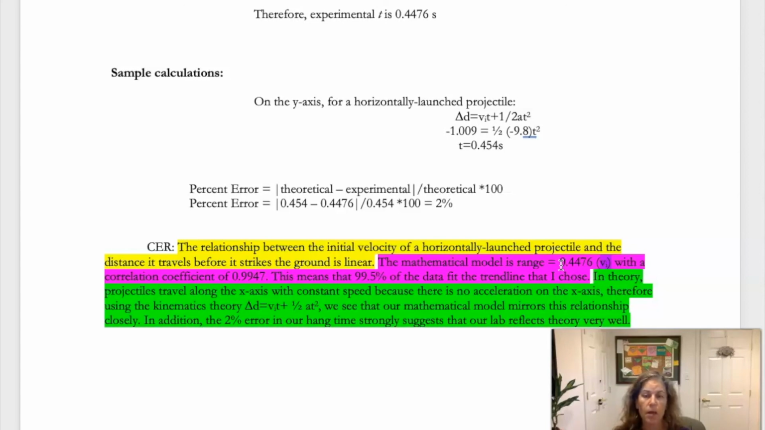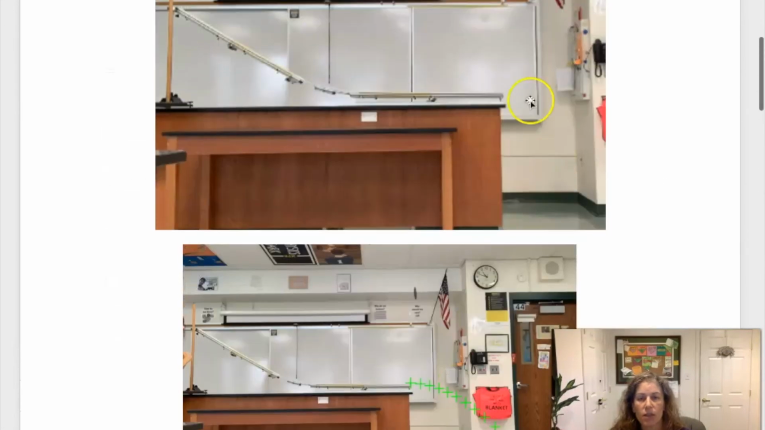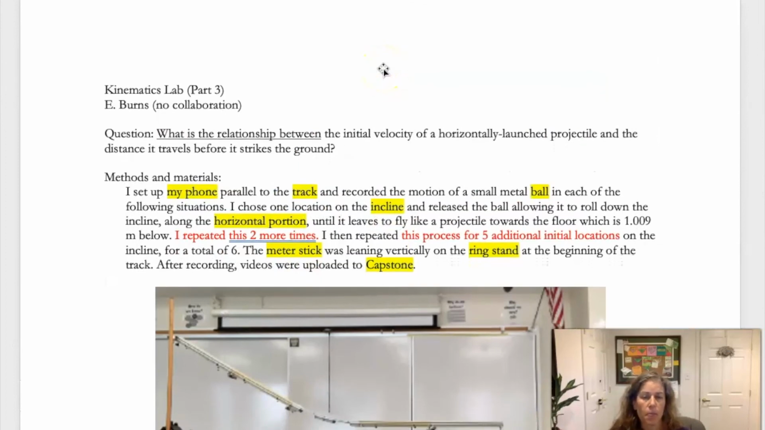So in theory, projectiles travel along the x-axis with constant speed because there is no acceleration on the x-axis. Therefore, using the kinematics theory, delta D equals VIT plus 1/2 AT squared, we see that our mathematical model mirrors this relationship closely. You could stop there. Bonus, the 2% error in our hang time strongly suggests that our lab reflects theory very well. It's a bonus, right? So that's a complete CER. And this whole part is all of your analysis, and then this whole part is your experimental design.